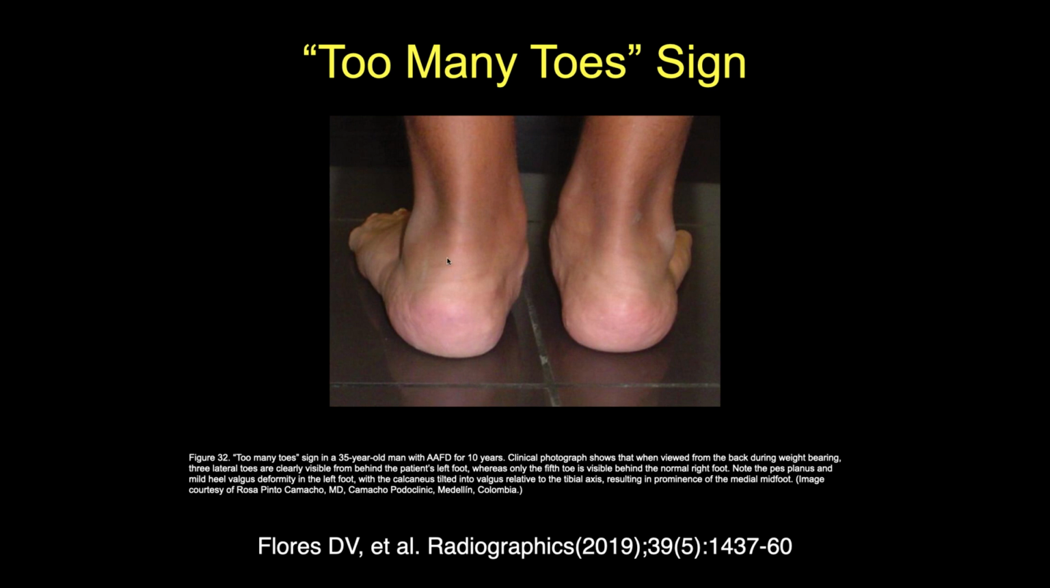And so if you remember what we talked about, you get valgus deformity of the calcaneus, which angles the whole foot laterally with bony impingement here at the distal fibula. And then if you also remember, you'll get a medial angulation of the talus and a lateral angulation of the navicular and the cuneiforms, which throws the toes out laterally. So that's what causes this too many toes sign. There's a little bit of that on the right side also, just not as far.